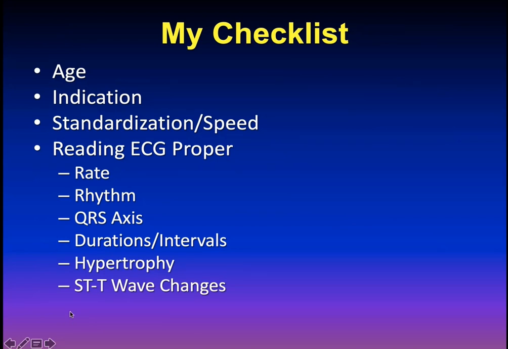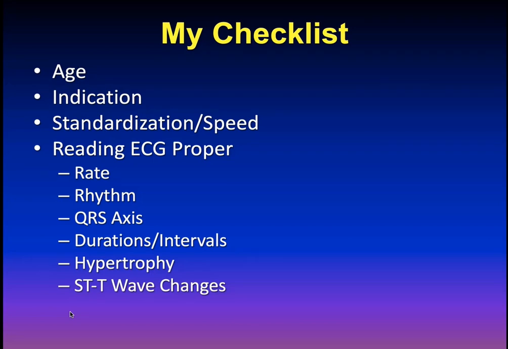These are the checklists I usually check before I read the ECG. The most important part of this checklist is the age, because in pediatrics, different age groups have different normal heart rates and normal axes. I also check the indications, so that I will know why the attending physician requested the ECG. I also check the speed and the standardization. The normal speed is 25 mm per second and the standardization should be 10 mm.